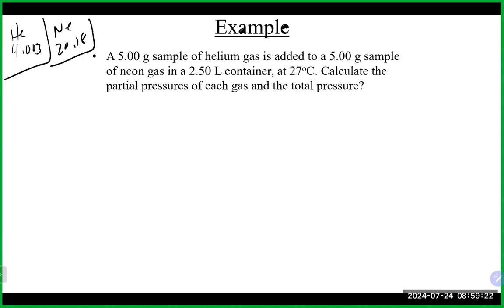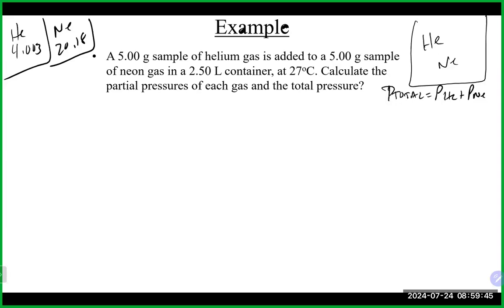Okay, so let's take a look. Again, in this case, we do have a mixture. So we got a container. It's got some helium flying around. It's got some neon flying around. So again, they're both going to contribute to the total pressure, which we know in this case would be the partial pressure of helium plus the partial pressure of neon.